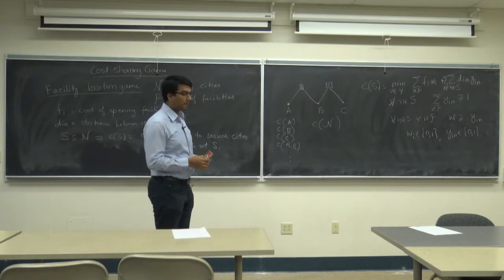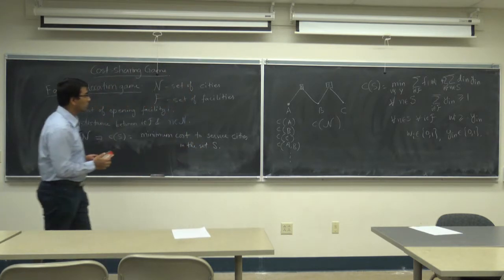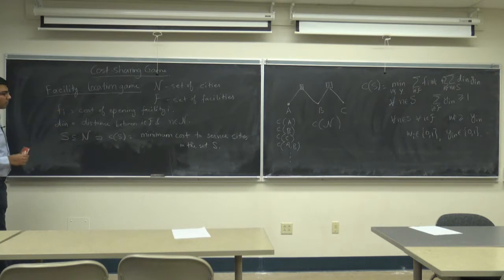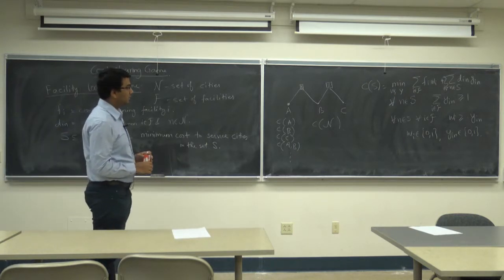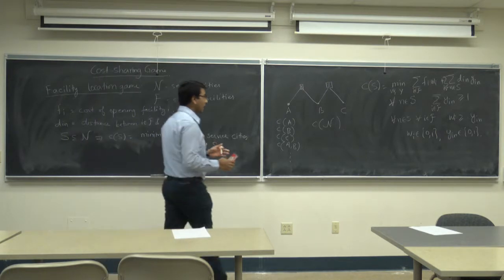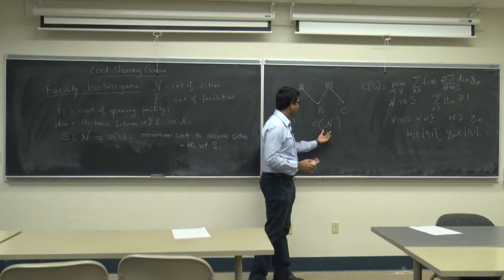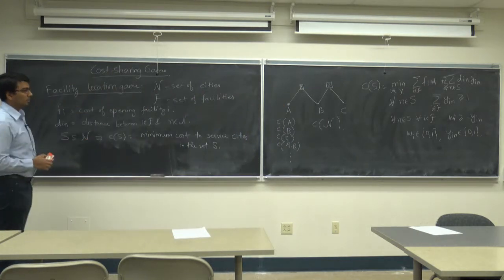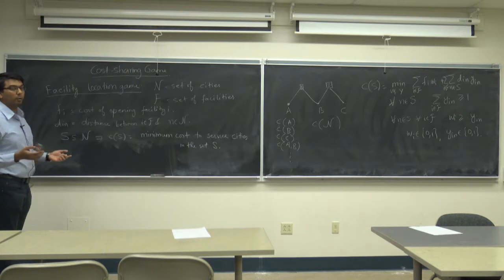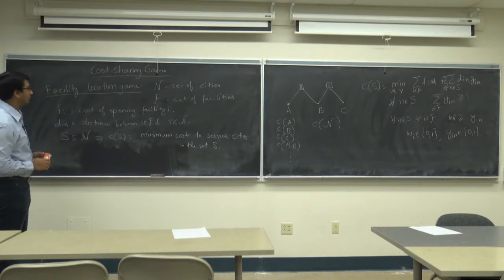Okay, so let's see what the original idea of core is for this class of problems, and how you come up with an approximate core, which gets around in some sense this problem that you can't really compute the exact minimum cost, because of the computational limitations imposed by solving an integer program.